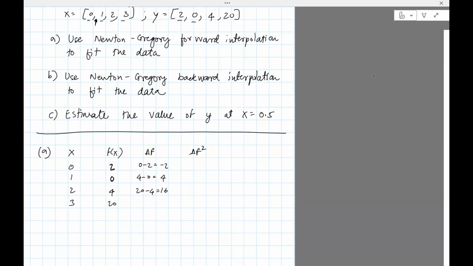Delta f square. Now, delta f square is built off from delta f. So you do the same thing with delta f. 4 minus minus 2 equals 6, and 16 minus 4 equals 12. Okay, it's clear, this 16, this 4. Then we go to delta cube f. 12 minus 6 is 6.